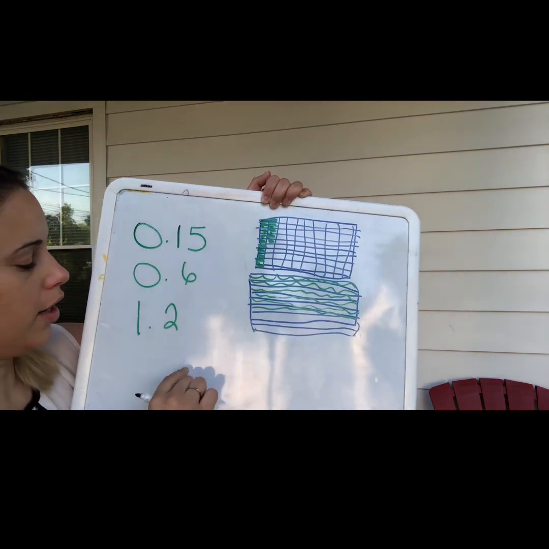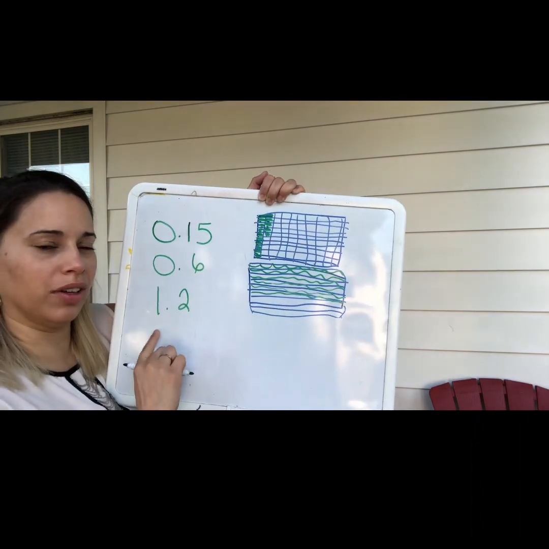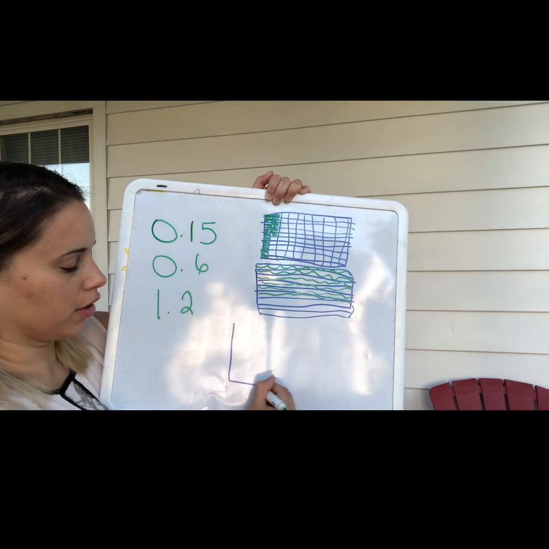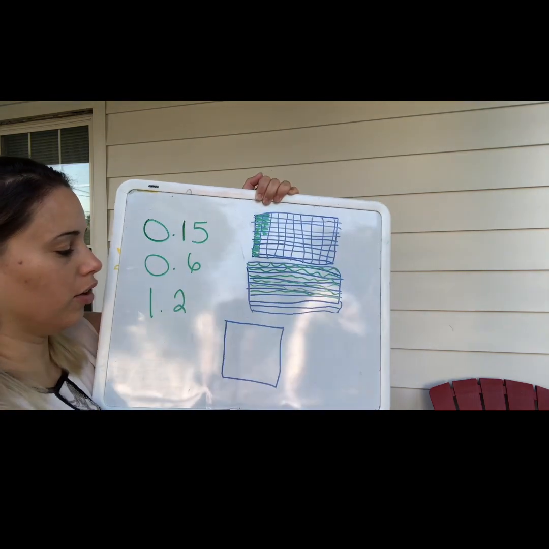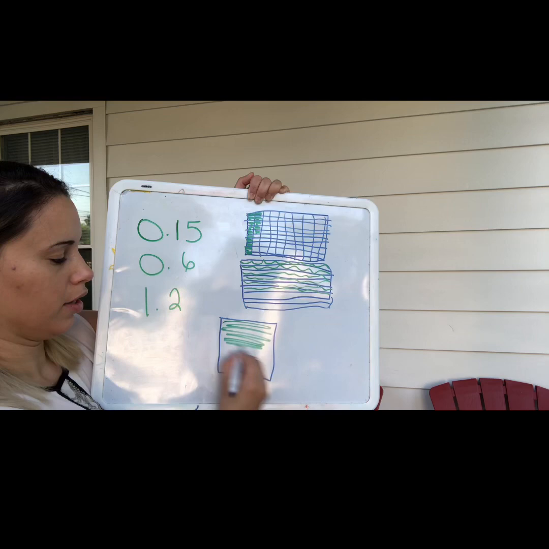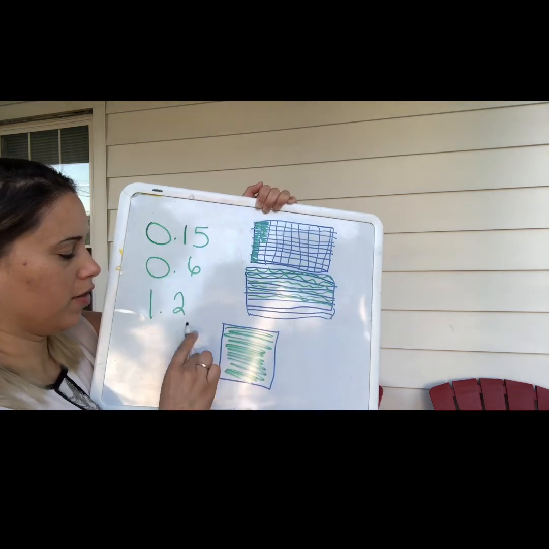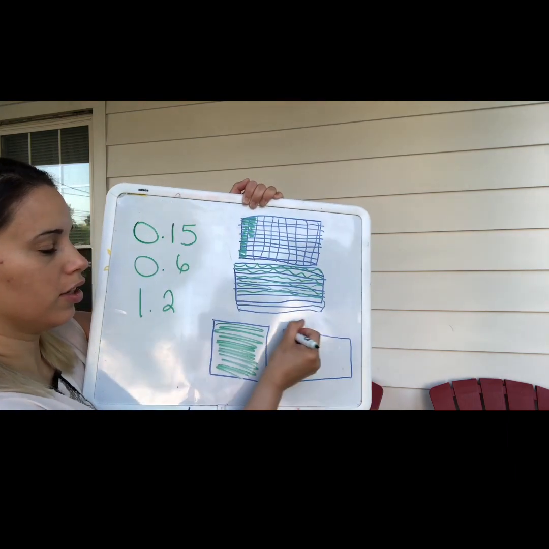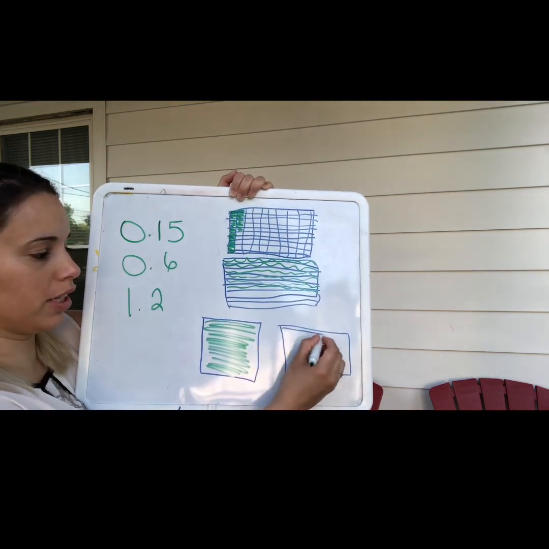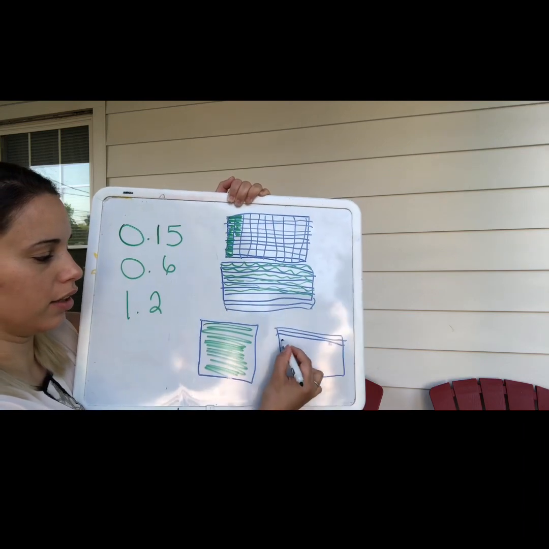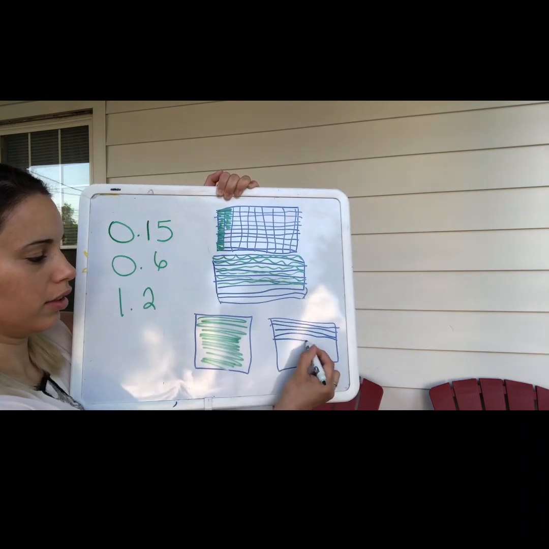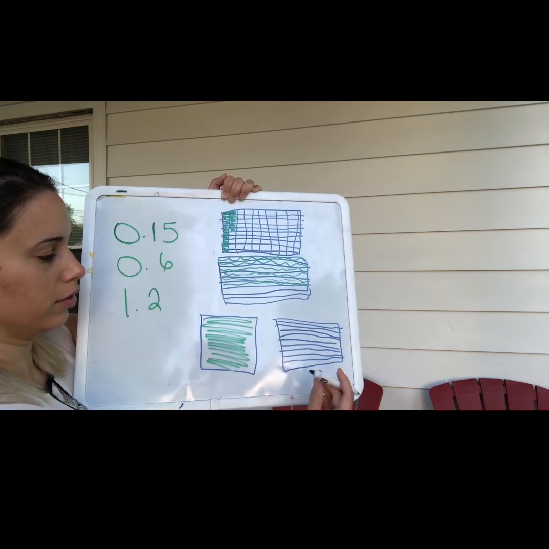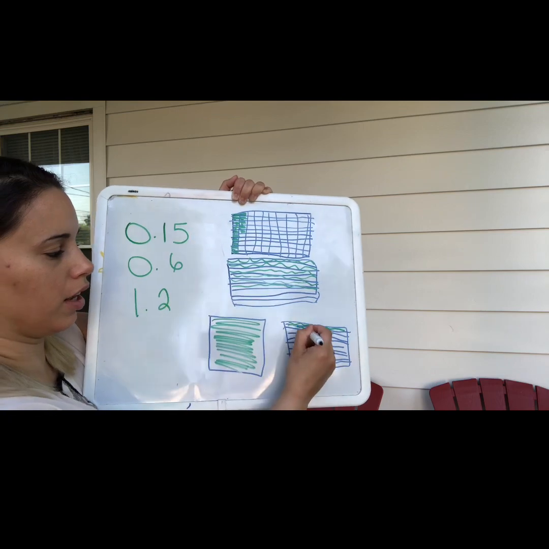Okay, now this one, ooh, I noticed something different. I have a whole. I ate a whole brownie, and then I ate 2 tenths. So for my second one, I'm going to cut it into 10 pieces again and just eat 2 of those. One and 2.